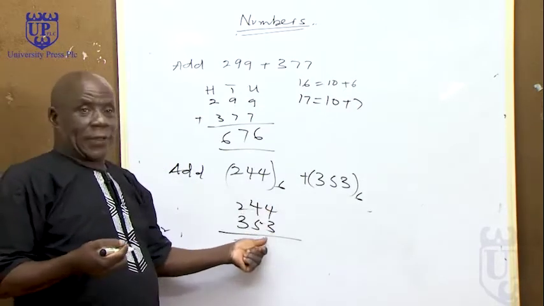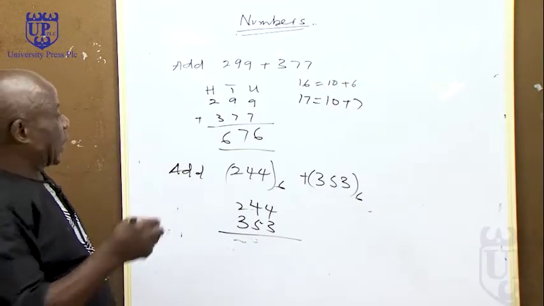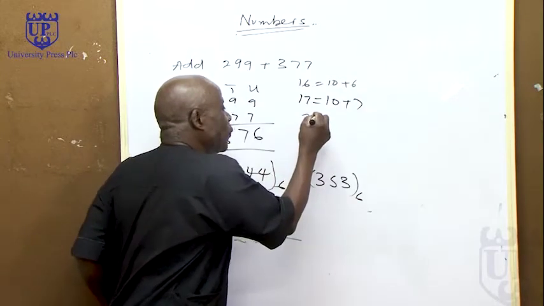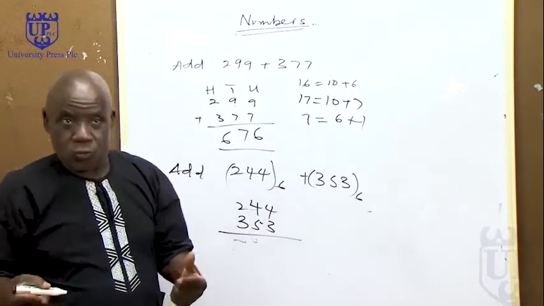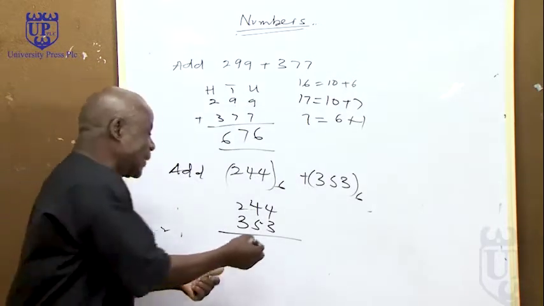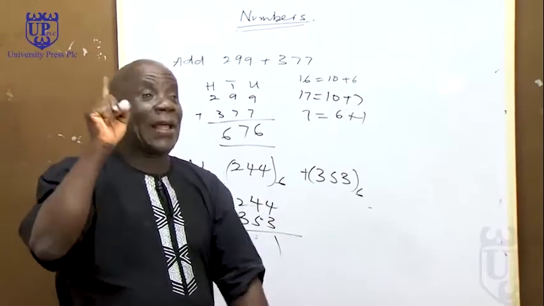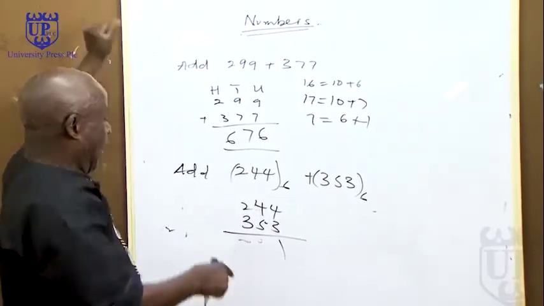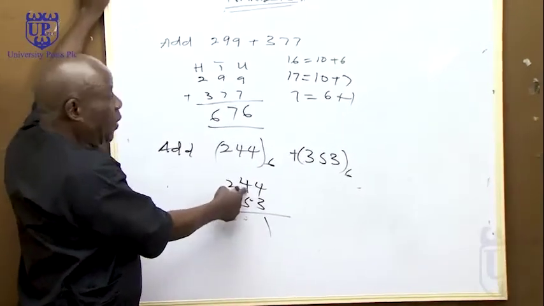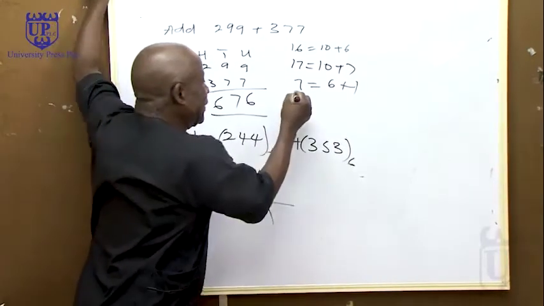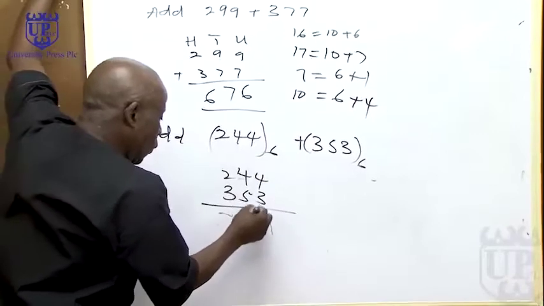Then we say 4 plus 3. That is where we are going. 4 plus 3 is 7. 7 is the same thing as 6 plus 1. Yes or no? You all know it is true. So you are going to write down 1, because that 6 is like the other one after getting 10. Then that 1 again, you say 1 plus 4, this is 5. 5 plus 5, 10. This 10 is the same thing as 6 plus 4. You write down what? 4.